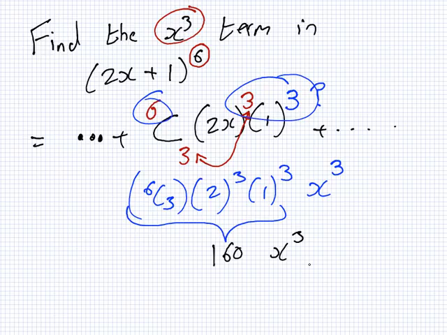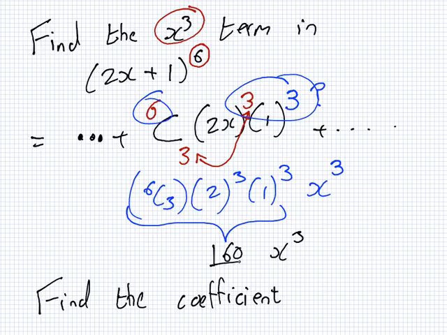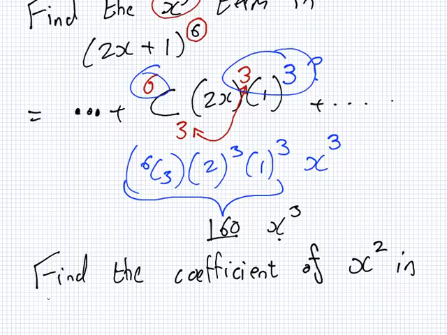Okay, I'll give you one to try, but then I'll do it. So see if you can do this one. Find the coefficient. Now coefficient just means the number in front of the x. Find the coefficient of x squared in (2x minus 3) to the power 7.